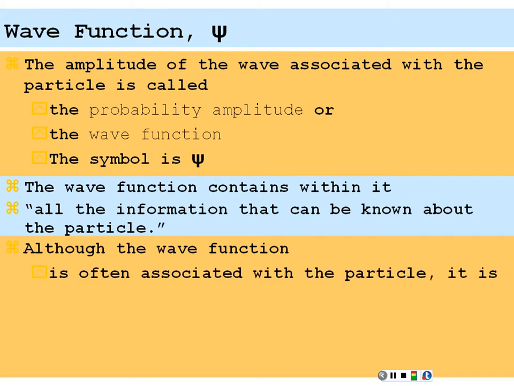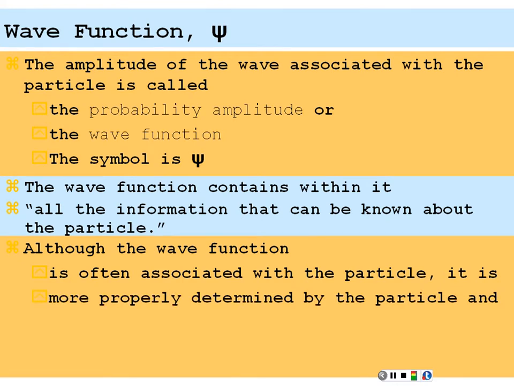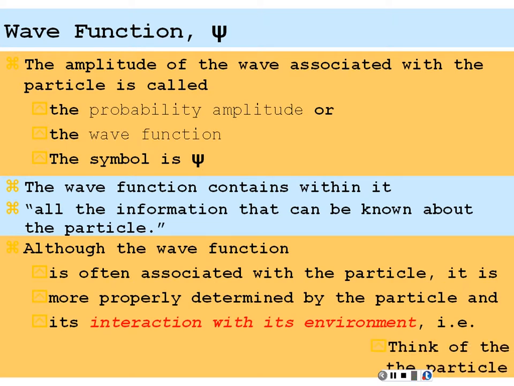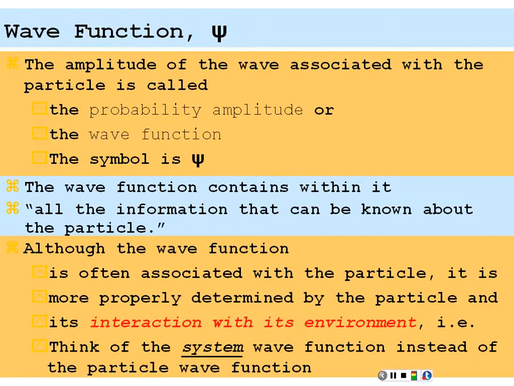Although this wave function is associated with this particle, we must caution that the particle is also a function of its environment. In other words, we more properly determine this particle and its wave function as interacting with its environment. Hence, if its environment has some constraints on the particle, that is included within this function as well. So we think of it as a system wave function rather than a particle wave function.